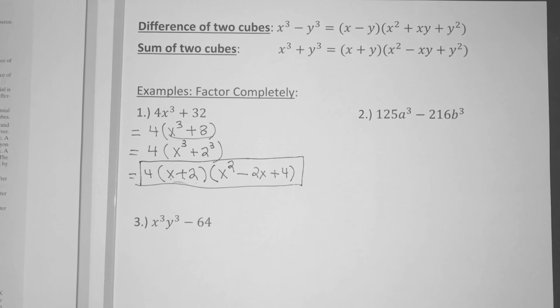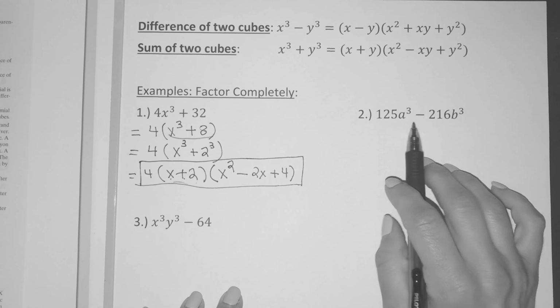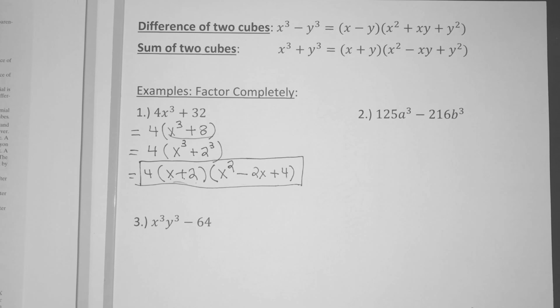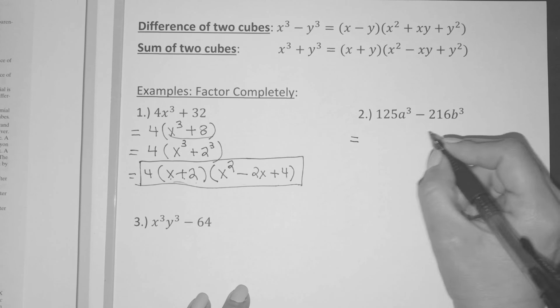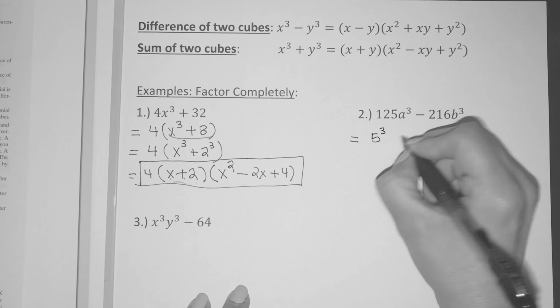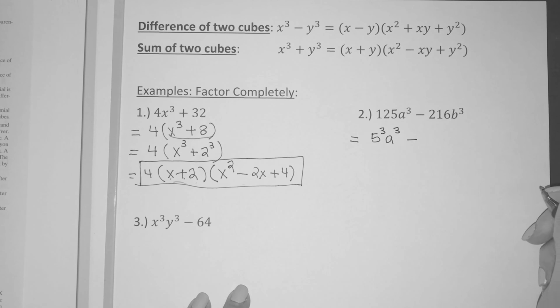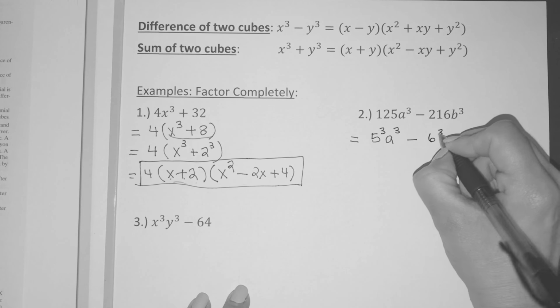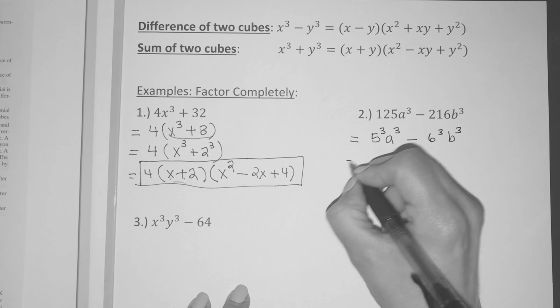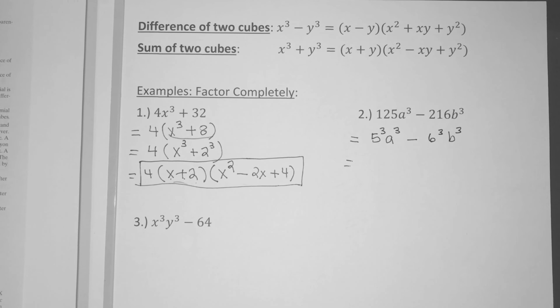And so that is the pattern for these problems. Let's take a look at the second example. Notice that that is a difference of cubes. We have a difference, and we also have 2 different variables. So 125, you might want to do this step, is 5 to the third times a to the third, minus 216, which is 6 to the third, b to the third. If you write it this way, then it might be easier to apply the formula.